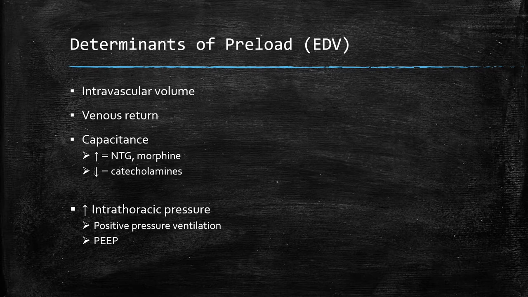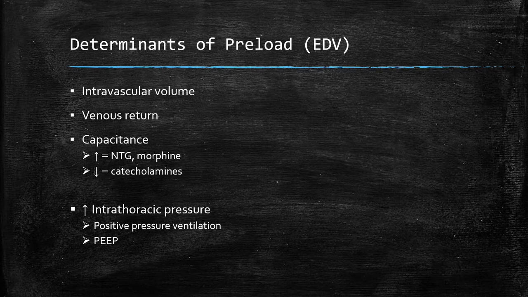Venous return itself has two primary components. The first is the intrinsic venous tone or capacitance. If the capacitance is increased, the venous reservoir is larger and blood tends to pool on the venous side of the circulation, reducing venous return to the heart. Commonly used drugs like nitroglycerin or morphine decrease venous return, making them useful in treating congestive heart failure. Epinephrine, on the other hand, reduces capacitance and serves to increase venous return.